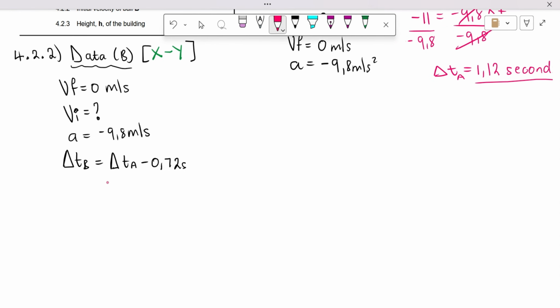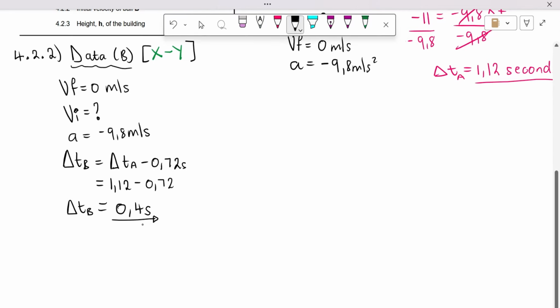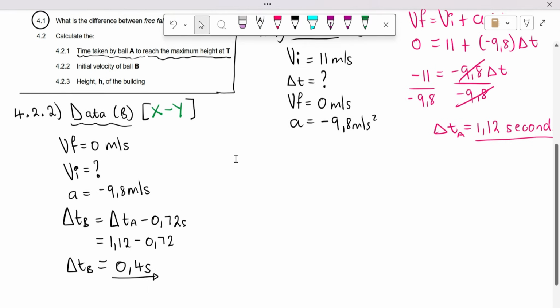From here, I am going to say this will be 1.12 seconds minus 0.72, and that will give me a value. Let's see. 1.12 minus 0.72 gives me a value of 0.4 seconds for ball B. So that's the time for B, right? Cool. And now, let's go to our question.